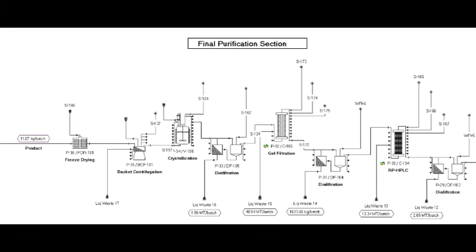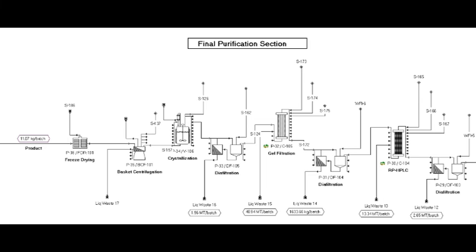Continuing with the final purification section, we have Operation Unit 29, a diafiltration, DF103. Next, the ion exchange solution is exchanged with WFI in a diafilter and is concentrated by a factor of 2. A recovery yield of 98% was assumed for this step.